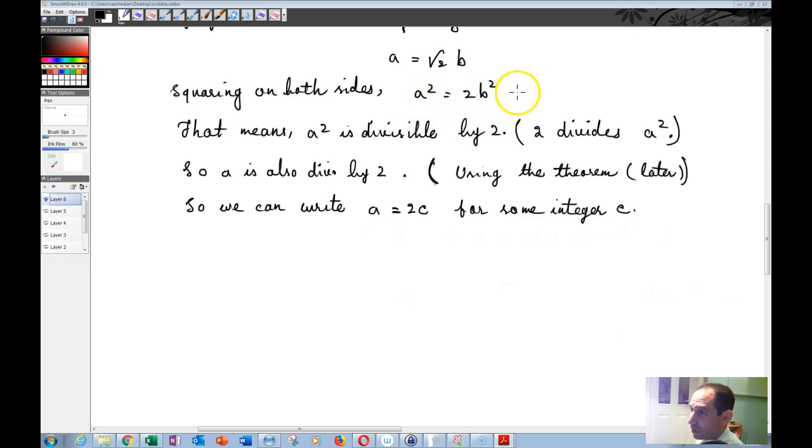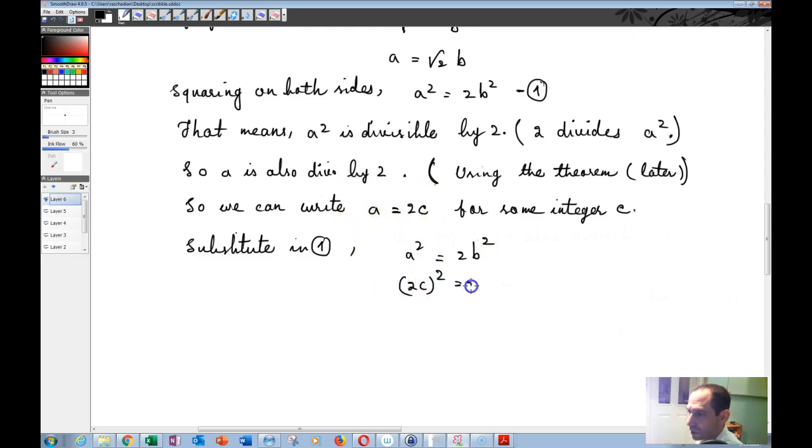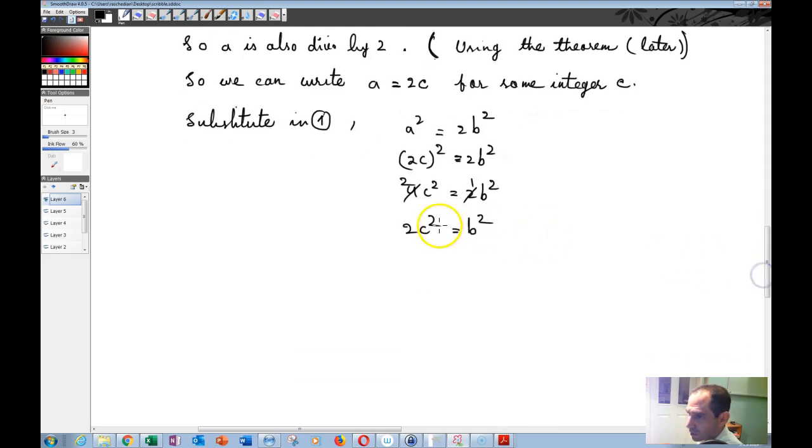Now, if I call this equation number 1, and you substitute a is equal to 2c in number 1, over here I have a squared is equal to 2b squared, and if a is equal to 2c, so 2c whole squared is equal to 2b squared, and that is 4c squared is equal to 2b squared, and that would be a 2, that would be a 1, so that means that 2c squared is equal to b squared.